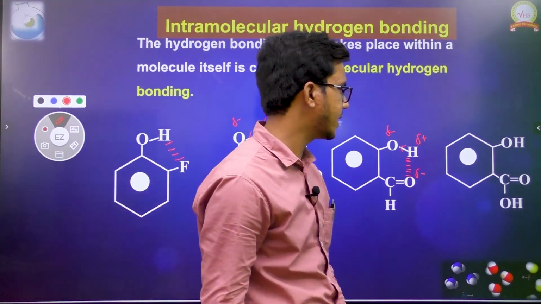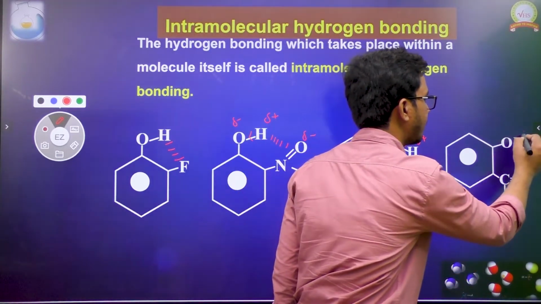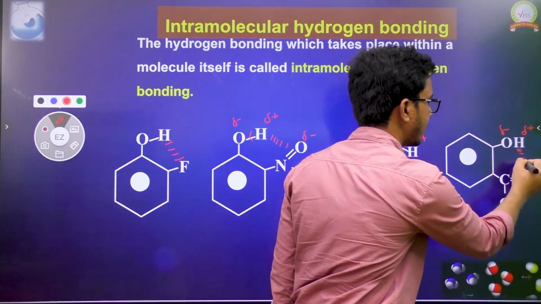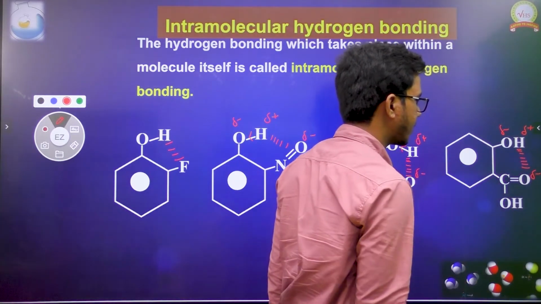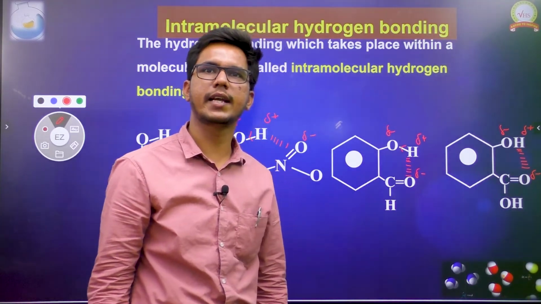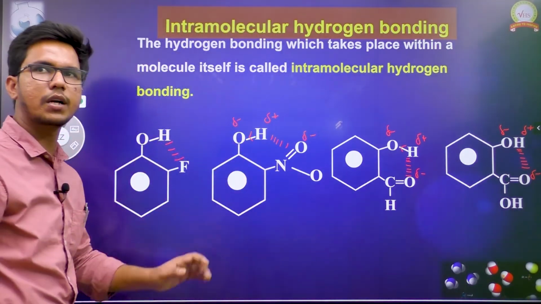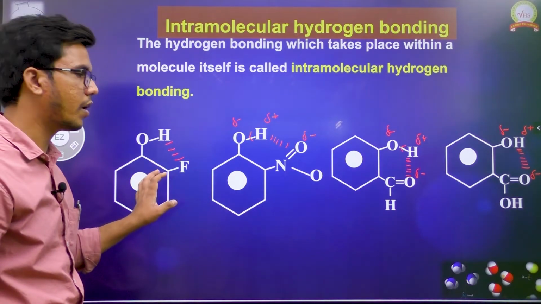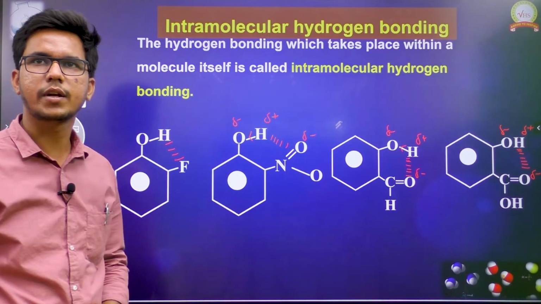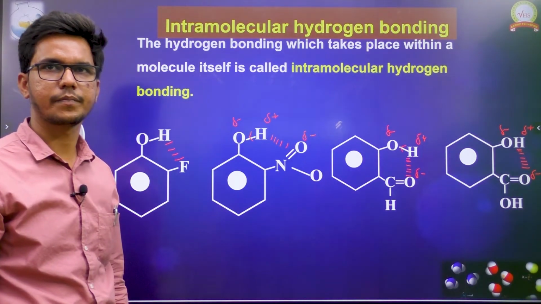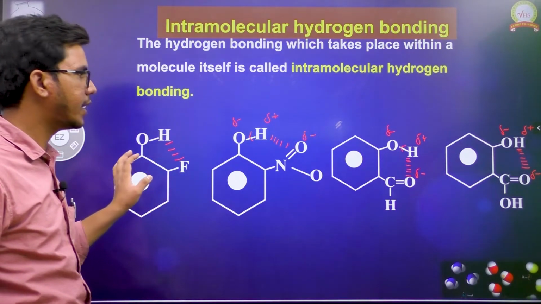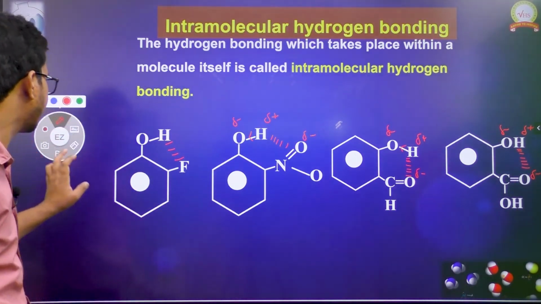If we take this particular example, we have partially positive hydrogen and partially negative oxygen. Here, attraction takes place between these two and hydrogen bonding forms. In these 4 cases, the hydrogen bonding formation is taking place within the molecule. That is why this hydrogen bonding is known as intramolecular hydrogen bonding. Now we have discussed intramolecular hydrogen bonding. Let us see some other examples.